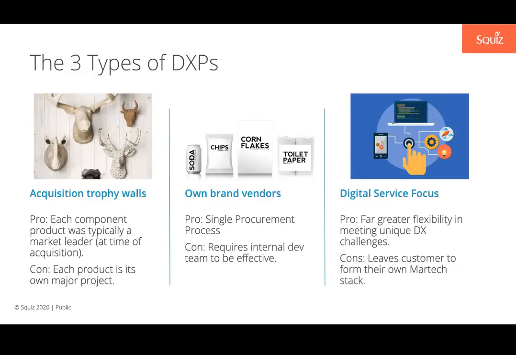So this is where the company won't have as deep pockets as the acquisition vendors. They're not able to go out and acquire a lot of different platforms, but they have tried to build all of them themselves. But you can imagine their research and development budgets are then spread very, very thin. So the pro is that you have one procurement process to buy the whole lot.